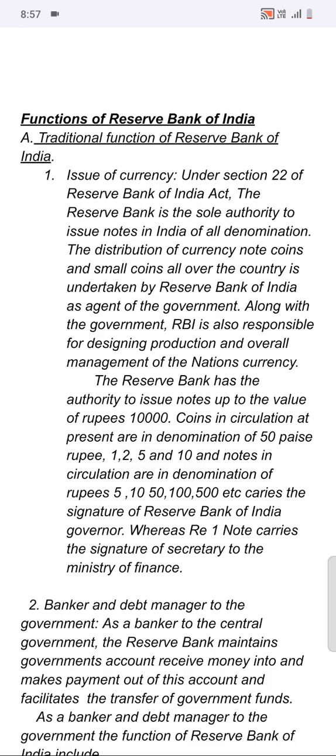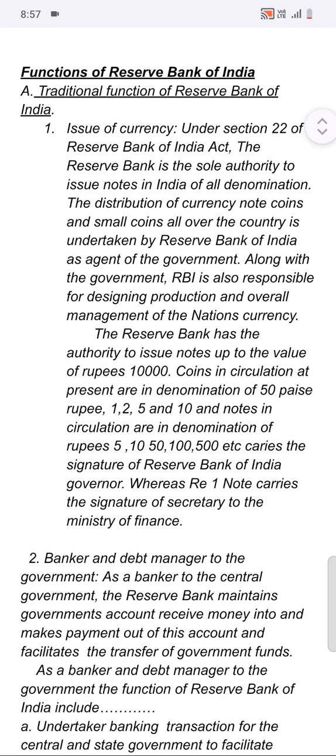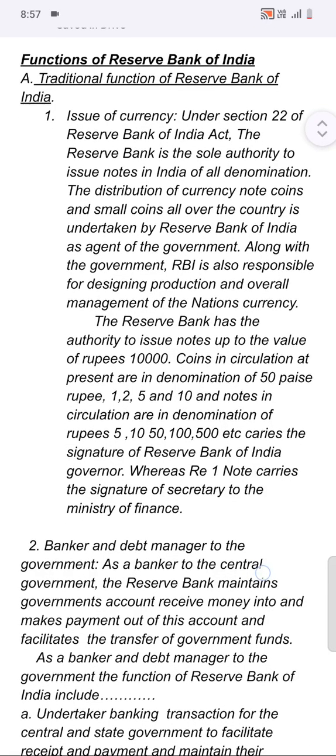Today, I have come with one of the important topics, that is functions of the Reserve Bank. In the previous chapter, we have already discussed the Reserve Bank of India, the structure of the Reserve Bank, its organization, etc. So, today our topic is functions of the Reserve Bank. There are various functions like traditional function, promotional function, supervisory function and prohibited function. First, let's discuss the traditional functions of the Reserve Bank of India.